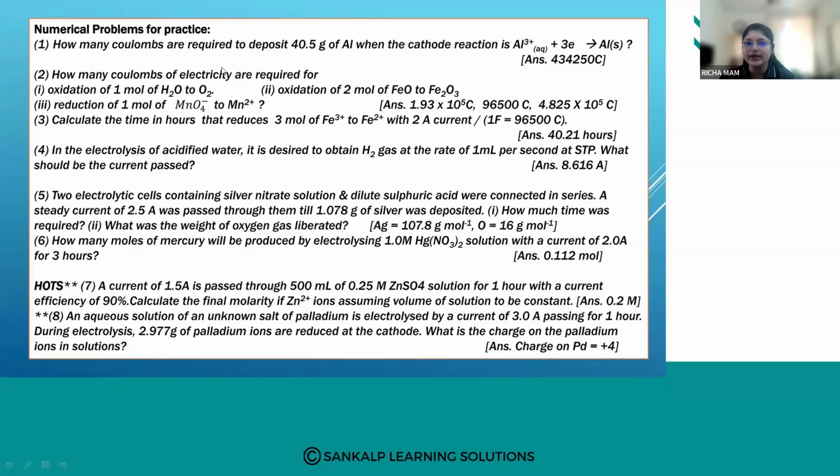Who is going to tell the answer? How will you solve this? What is the first step? What do we know here? The atomic mass of aluminium is 27 grams per mole. Now here, W is equal to Z into small q.